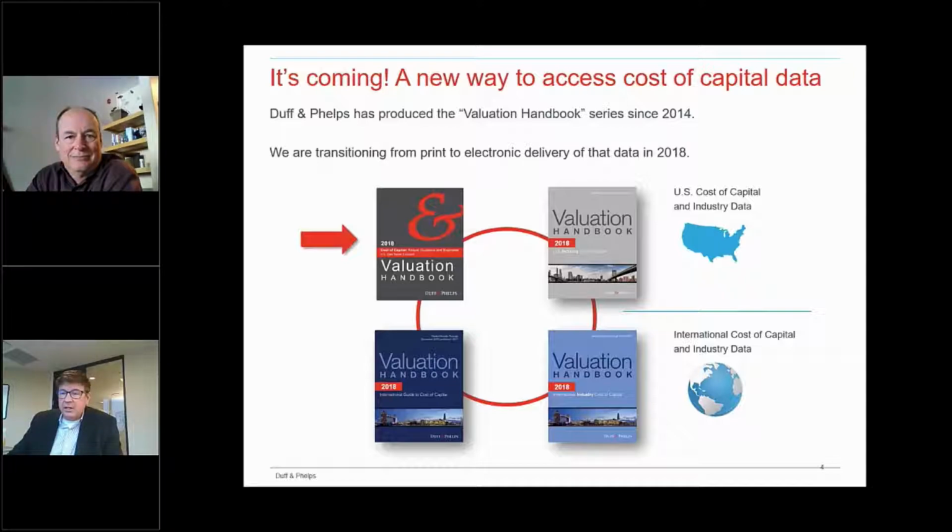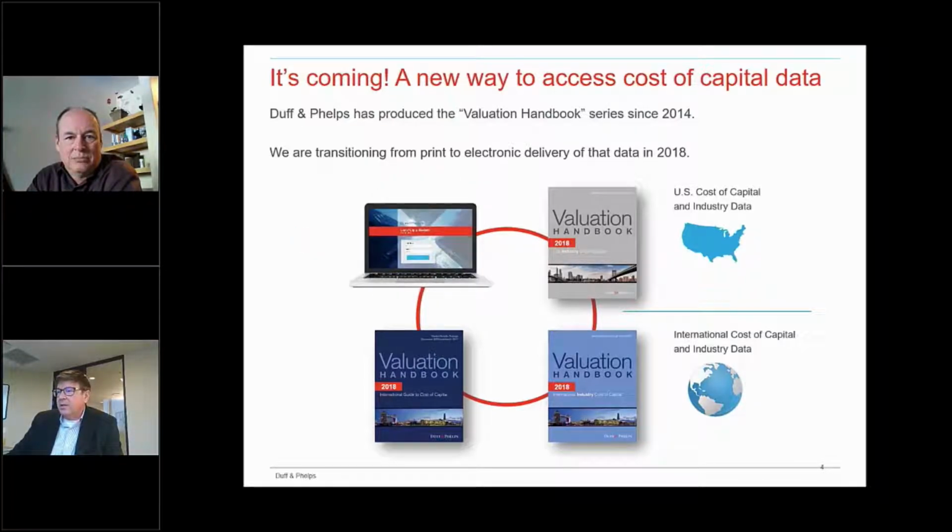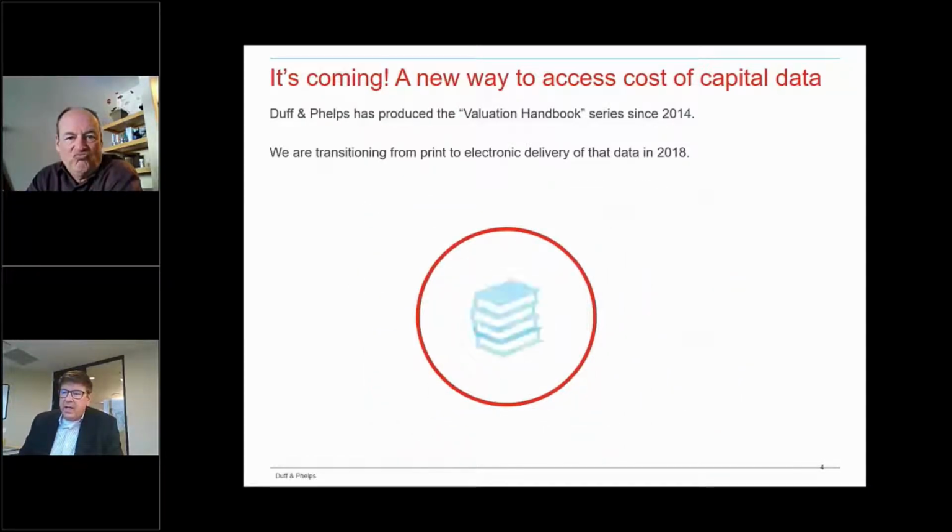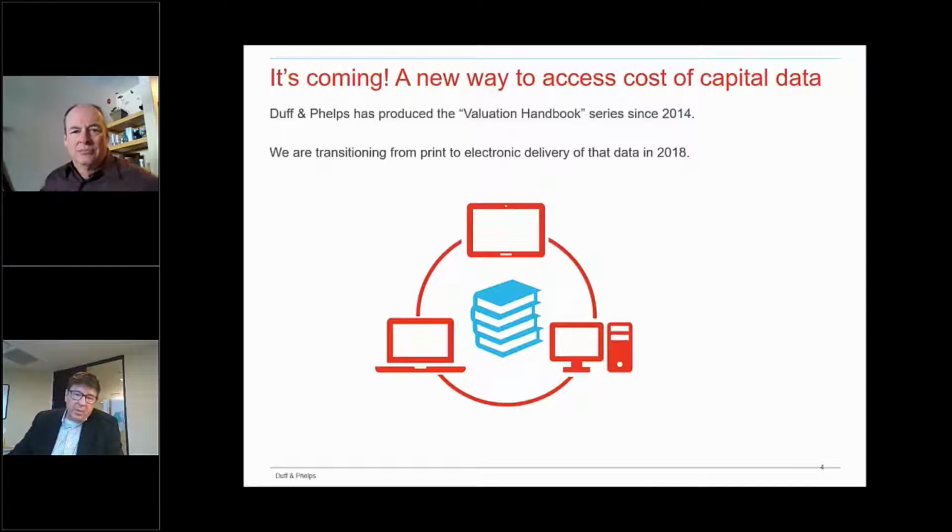The first book to be transitioned is the Valuation Handbook U.S. Guide to Cost of Capital. The other 3 books will be transitioned over later in 2018. But everything is going to end up in the Navigator, and from that point on, you'll be able to access all of that data and information on your desktop, your laptop, or on a tablet.